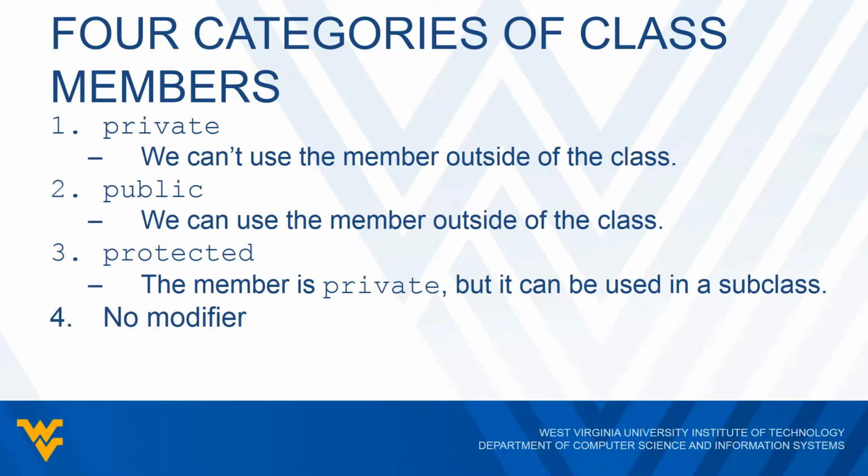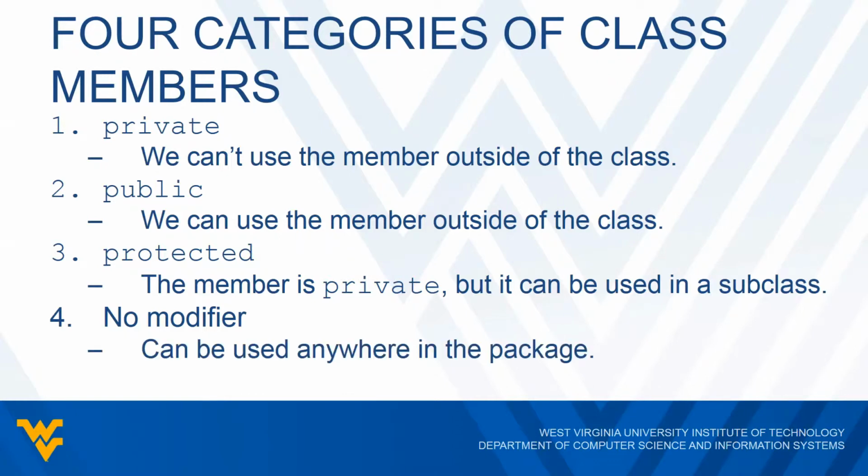And then there's the no modifier. We could just simply not include one, which means that the member can be used anywhere. It can be used within the class, it can be used outside the class, it can be used however people want. And this particular option should be avoided at all costs because there are some huge security issues with freely letting members be accessed by whoever wants to.